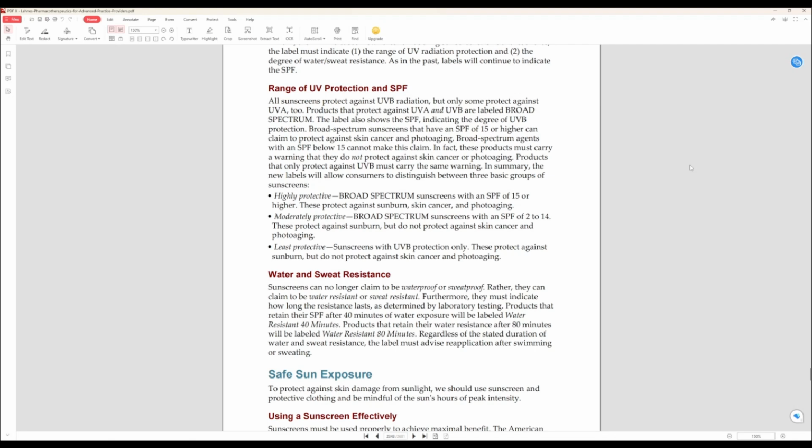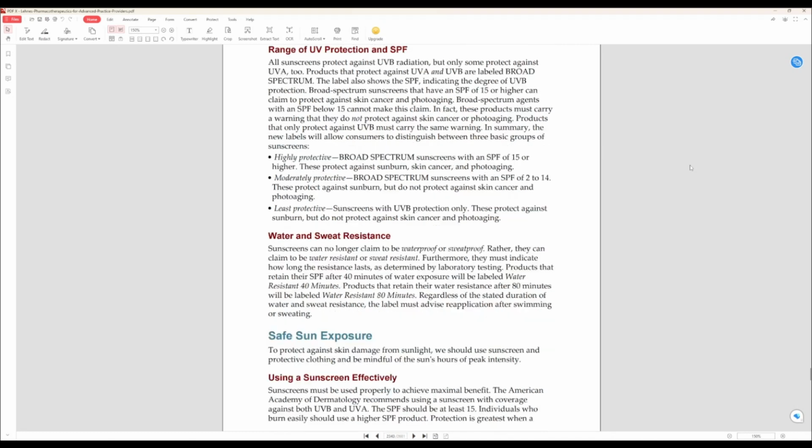So, in summary, the new label will allow consumers to distinguish between three basic groups of sunscreens: highly protective, broad-spectrum sunscreens with an SPF of 15 or higher. These protect against sunburns, skin cancers, and photoaging. Moderate protection, which is broad-spectrum sunscreens with an SPF of 2 to 14, which may protect against sunburns but do not protect against skin cancer or photoaging. And then the least protective, sunscreens with UVB protection only, which protect against sunburn but do not protect against skin cancer or photoaging.